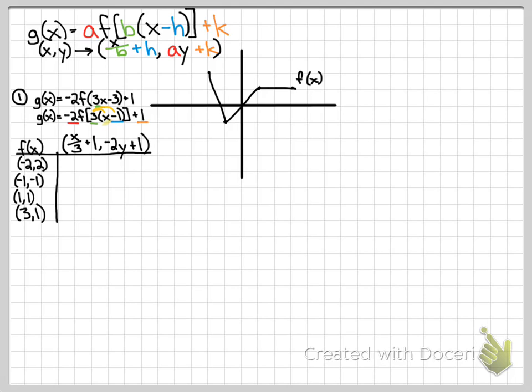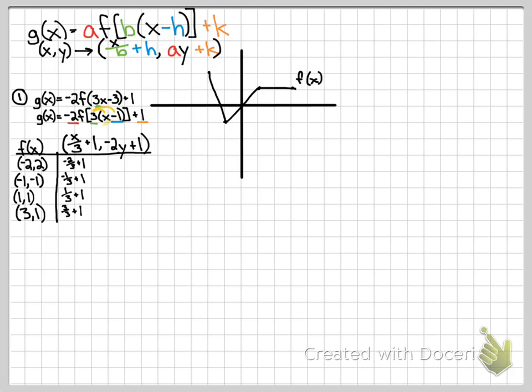So we go through each x value, we divide it by 3 and add 1. So -2 over 3 plus 1. -1 over 3 plus 1. 1 over 3 plus 1. 3 over 3 plus 1.